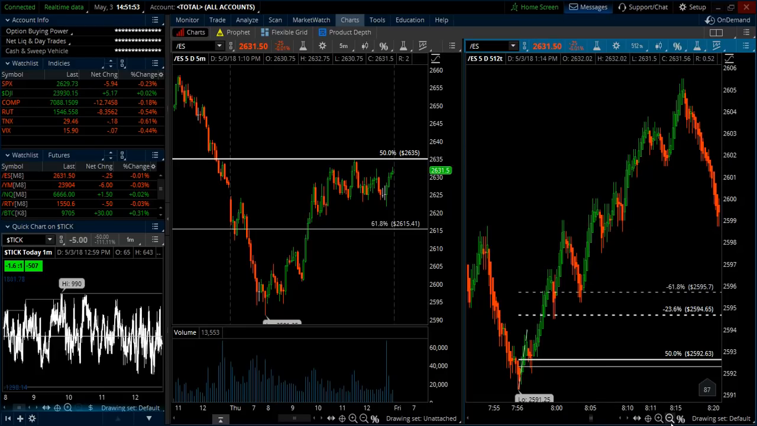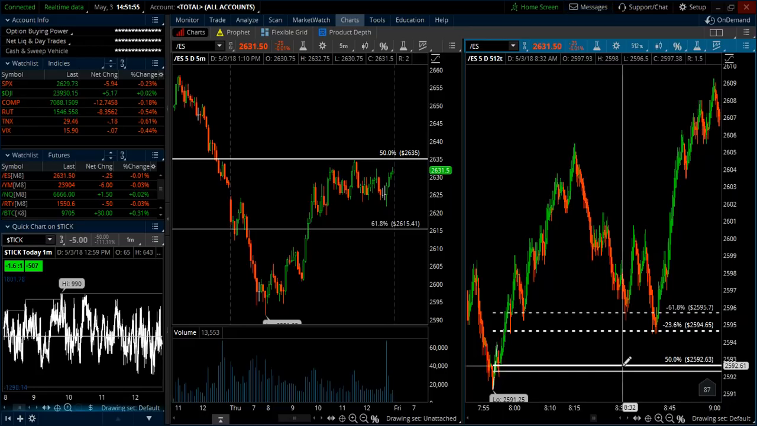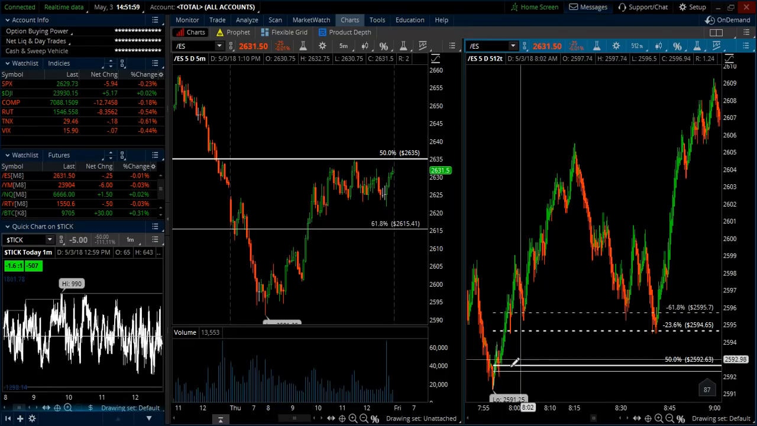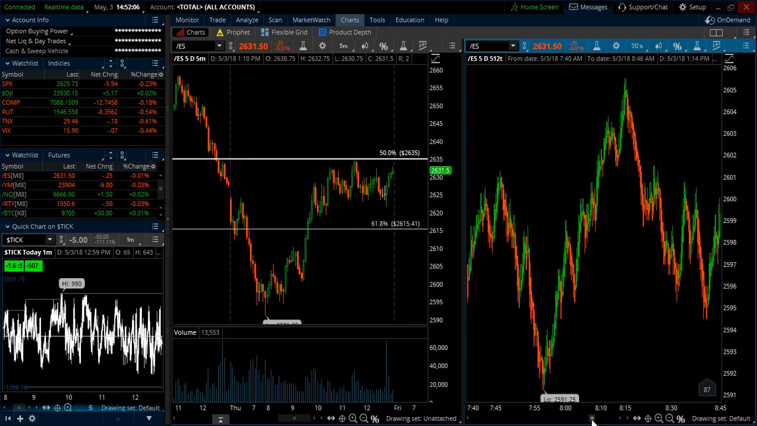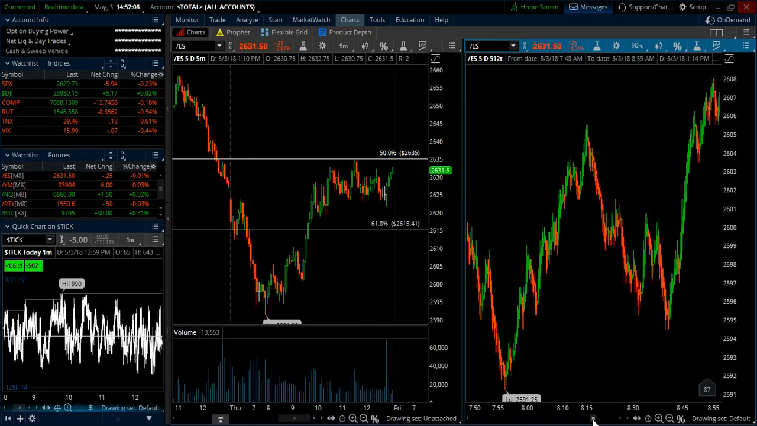And so that's a key element in looking for reversals when the market is in this pattern of forming these bottoming tails.